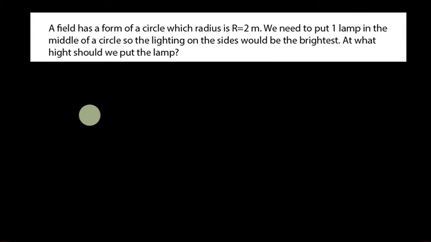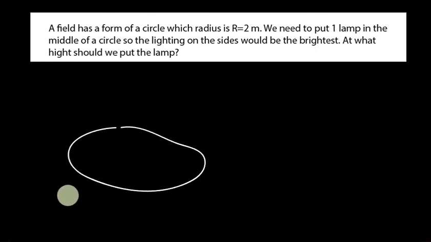Okay, so now we have a physics problem, and actually quite a complicated physics problem, but here's how it looks. So we have an area, it's a circle, and we have a lamp somewhere here. Oh, I'm terrible at drawing. So we have a lamp here. This is a lamp.